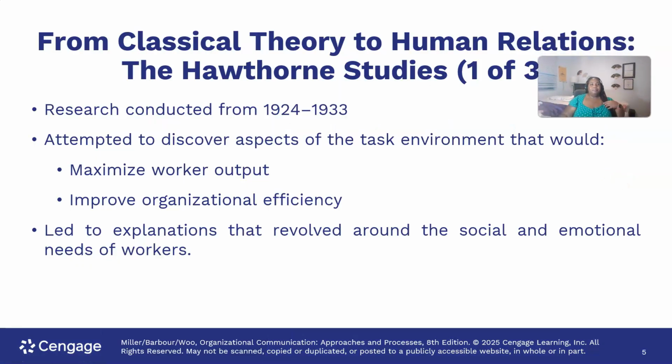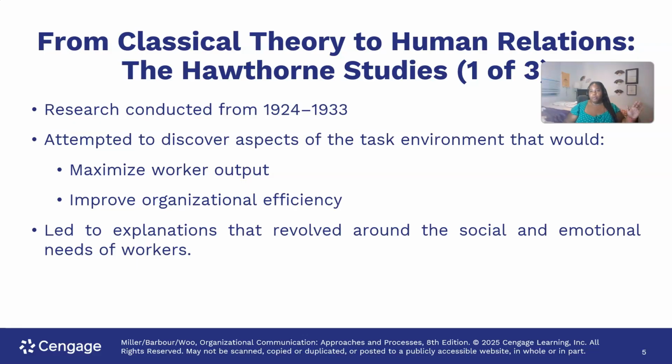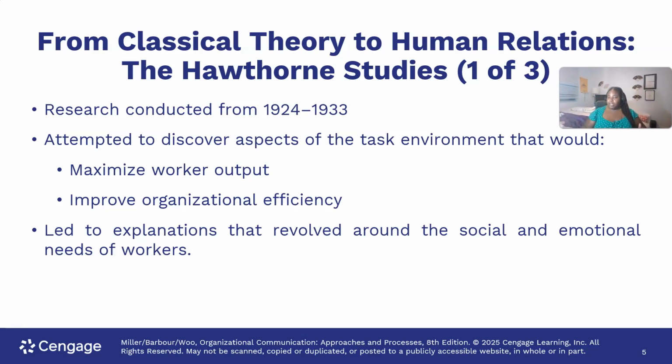All right, so we have the Hawthorne studies, and we're trying to figure out how to maximize worker output and improve organizational efficiency. Remember, the last time we talked about how we went from family businesses and artisans to factories, and we're trying to figure out how we have all these people and how we organize them together to help achieve the goals of the organization. So now we're continuing on with that tradition, but there are some really exciting findings during these times.